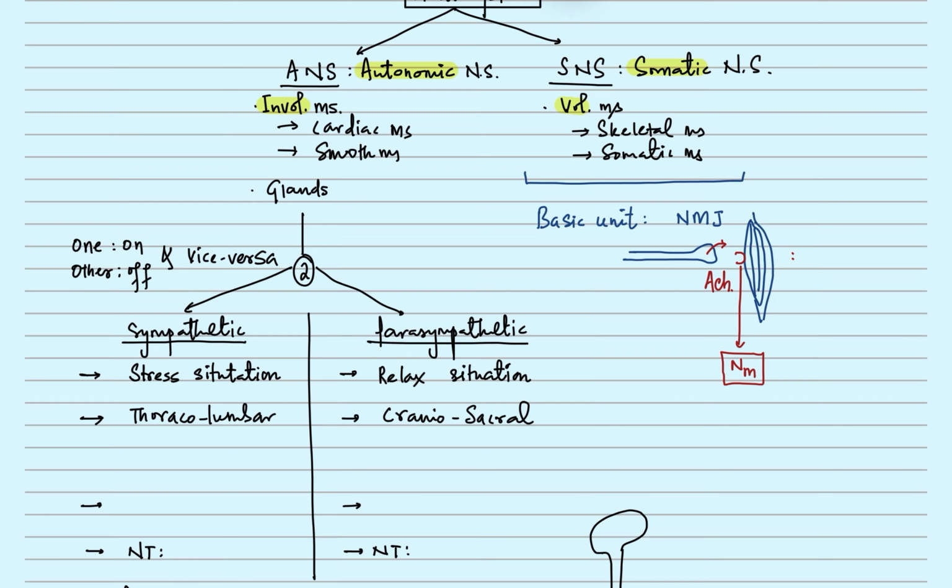What I've written here is the basic unit. The basic unit of the somatic nervous system is the neuromuscular junction, NMJ. As the name suggests, there must be a neuron and there must be a muscle. So here I have drawn a neuron and here I have drawn a muscle. So this is basically the neuromuscular junction.